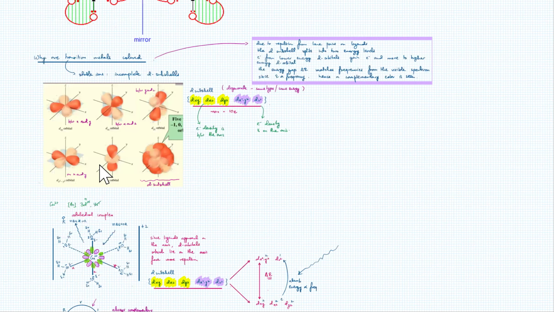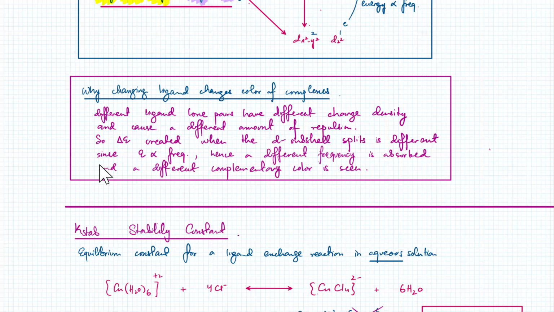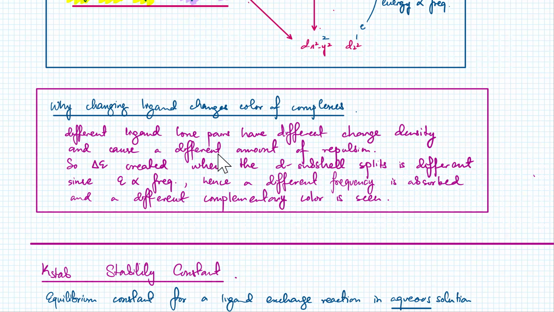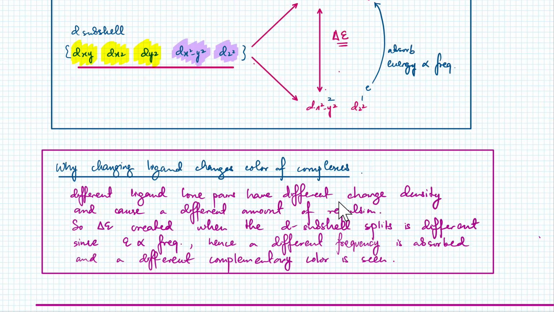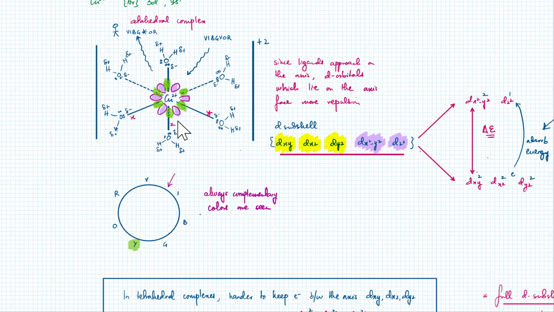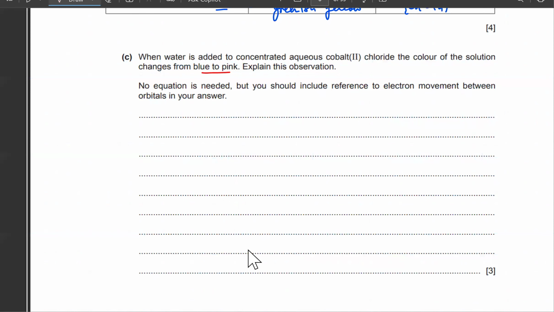So the reason for that was, why changing ligands: different ligands' lone pairs have different charge density and cause a different amount of repulsion, and the energy gap that's created when the d subshell splits is different. And since energy is proportional to frequency, a different frequency is absorbed, and a different complementary color is seen. So when you change the ligand, the repulsion that the d orbitals will have is going to be different, which is why the splitting would be different, the energy gap would be different, and hence a different frequency gets absorbed. Okay, is this clear?